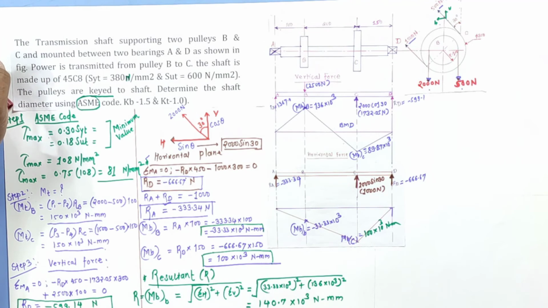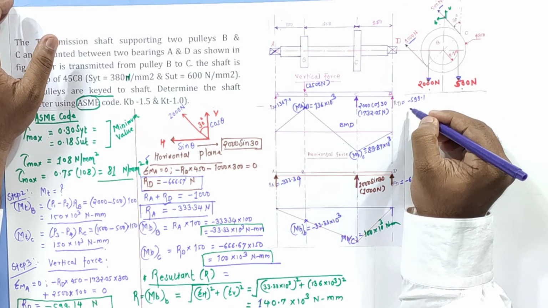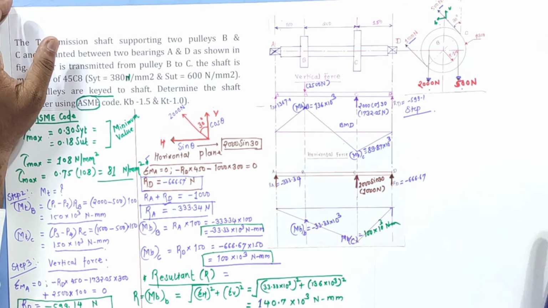So what is the conclusion from this resultant? The conclusion is that you can see this is 140, and this is 134. So I can say the resultant bending moment at pulley B is maximum, that is 140 point something. So select that one for our design. Correct? And our last step is.